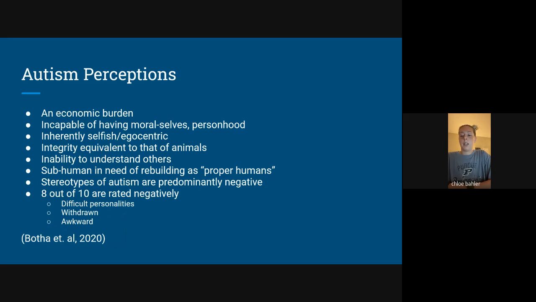People made assumptions that individuals with autism were an economic burden, incapable of having moral selves, or are selfish or egocentric, similar to animals, unable to read the minds or understand others, and less than human in need of fixing. Media stereotypes were mostly negative. 8 of the top 10 stereotypes related to or associated with autism are rated negatively, some being difficult personalities, awkward, withdrawn, obsessive, and low intelligence.